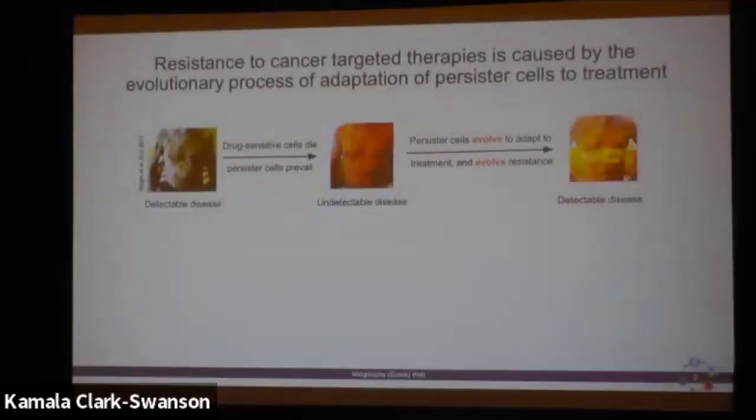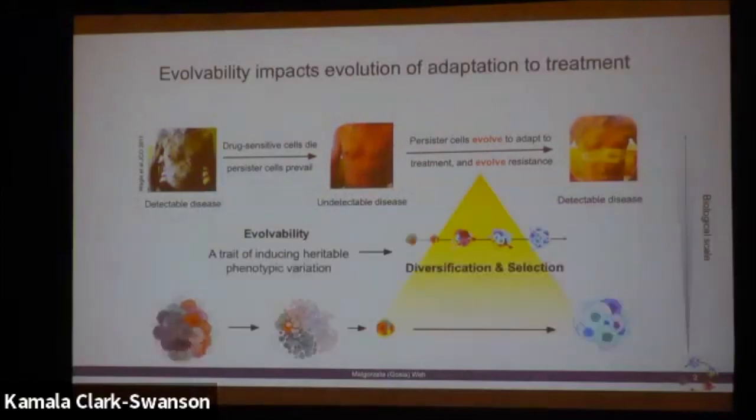But it's all based on the motivation that in multiple solid tumors that are treated with targeted therapies, we know that there's a population of persister cells that can adapt and evolve resistance. Now, evolving resistance is an evolutionary process, so it's based on diversification and selection. And because of that, evolvability, a trait of inducing heritable phenotypic variation that was just wonderfully introduced by Jill, is going to be playing a very, very big role. However, I'm going to talk about evolvability from a completely different perspective.